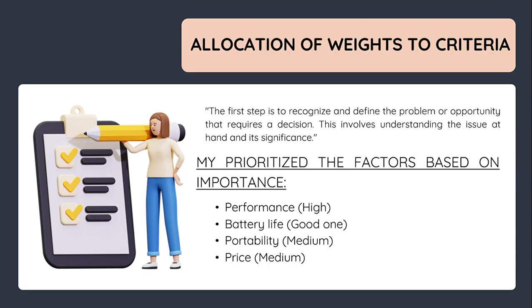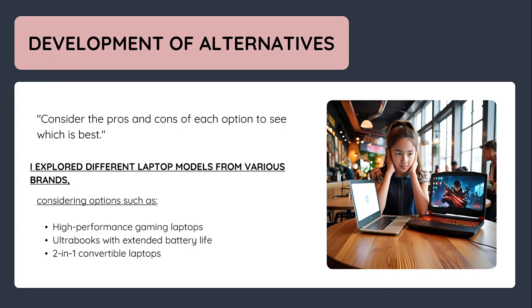The next one is development of the alternatives. This means considering the pros and cons of each option to see which is best. Here I explored different laptop models from various brands. Options such as high performance gaming laptops were available, but I'm not using those because I'm not going for gaming laptops. I just need good performance laptops, ultrabooks with extended battery life, and 2-in-1 convertible laptops. I think the latter two will be great options for my academic usage.